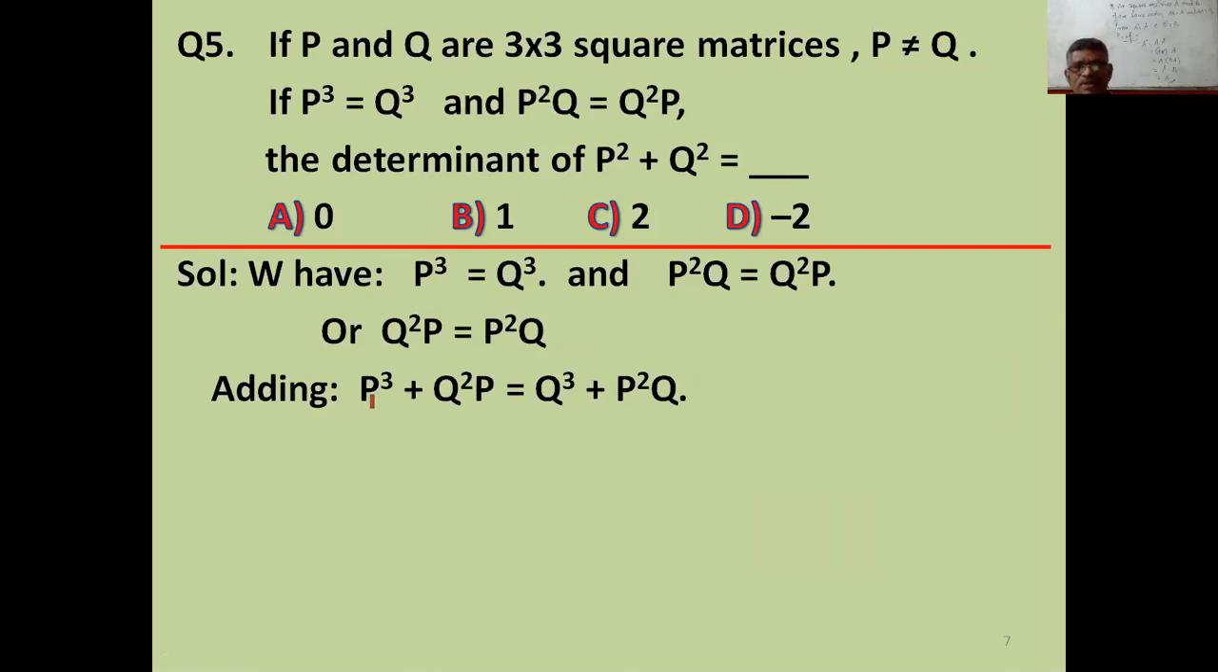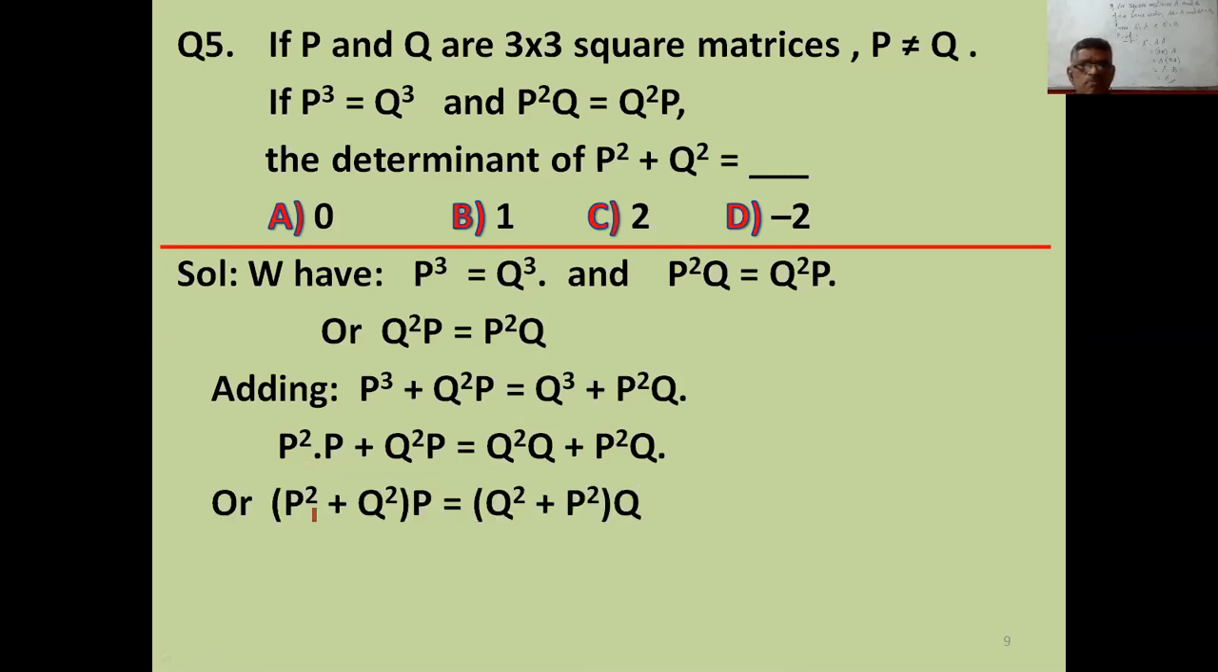I take from here this P cube, I can write P squared into P, and the Q cube I write as Q squared into Q. Now from these two, I take P common because we have the distributive law of multiplication that is valid from right or from left. This is P squared plus Q squared into P, and this is Q squared plus P squared into Q. But this Q squared plus P squared I can also write as P squared plus Q squared. So P squared plus Q squared into P equal to P squared plus Q squared into Q.